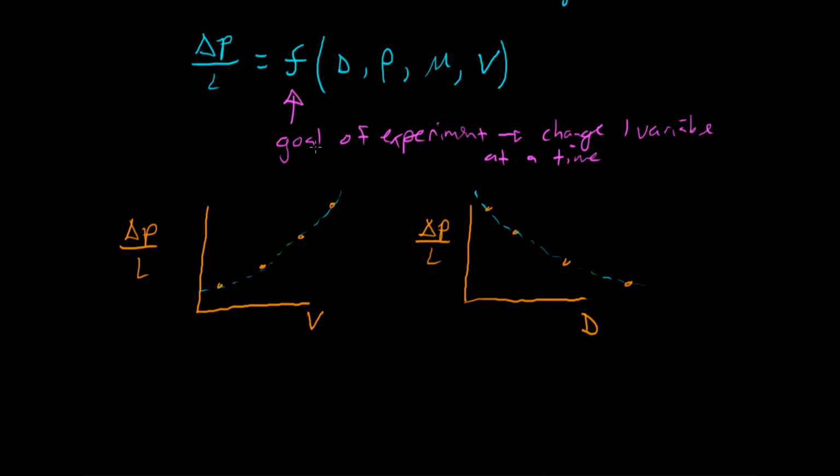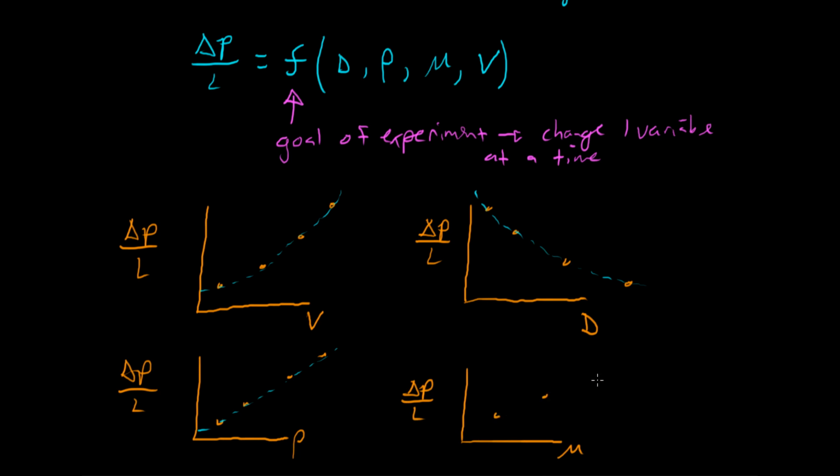We've got 2 of the 4 variables captured, and so real quick we'd go out and do a few more experiments. One where we vary the density, delta P over L, and maybe that gives us some more data points like so that we could do a regression on to get this curve. And lastly, we do an experiment as a function of viscosity, delta P over L as a function of viscosity, and it's some other increasing curve like so. And so now, based on these 4 experiments, presumably we could fill in what this equation is.